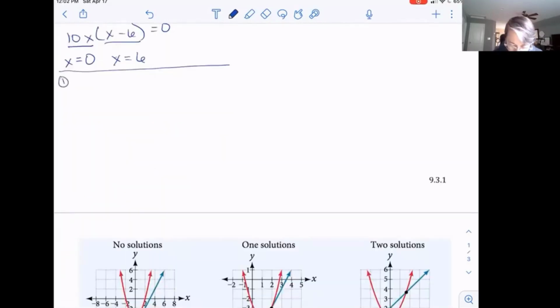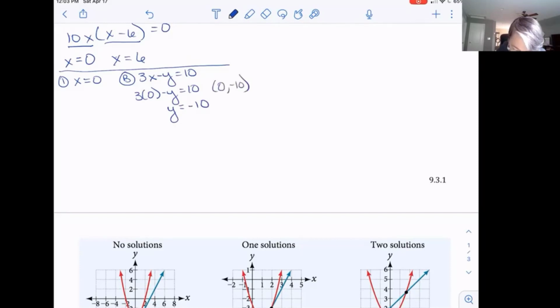So let's first focus on the fact that x equals 0. We are going to use equation B, which is 3x minus y equals 10. So if we substitute in that x equals 0, we would get 3 times 0 minus y equals 10, which would give us a y of -10. So we get the point (0, -10).